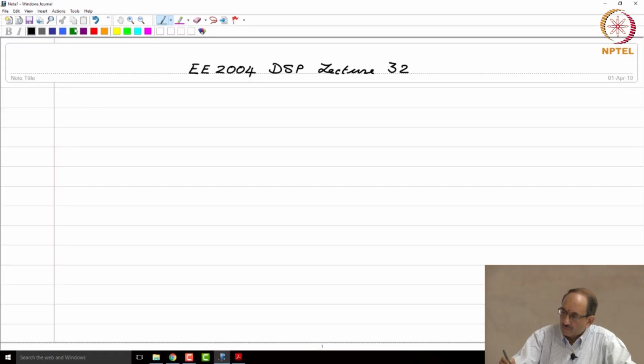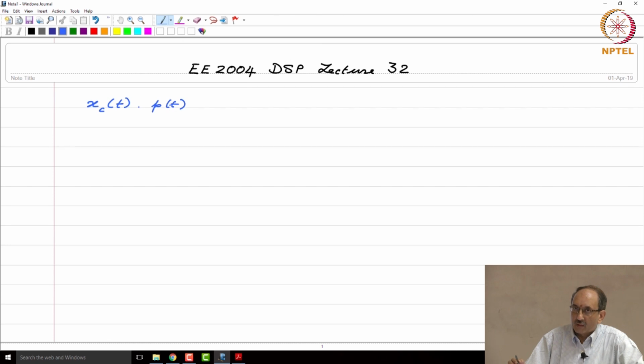So, we got started with sampling, and the idea of sampling, we started with impulse train sampling, that is a theoretical construct. Therefore, given xc of t, we multiply by p of t, which is an impulse train, and this gives us the sampled signal.